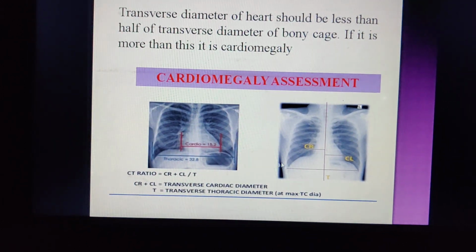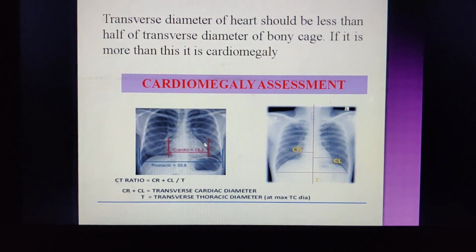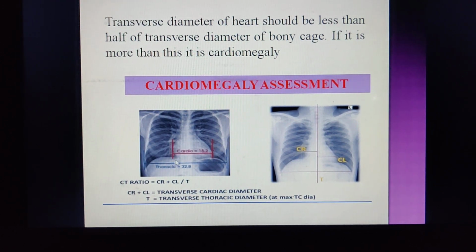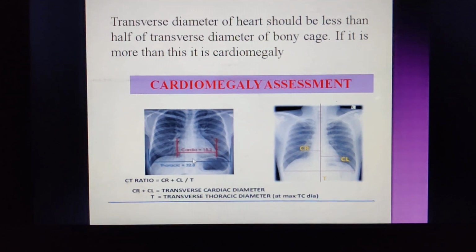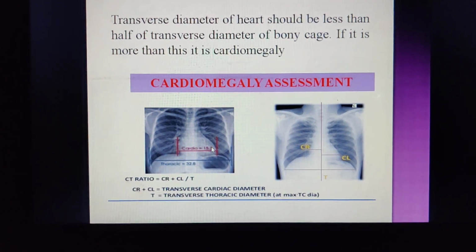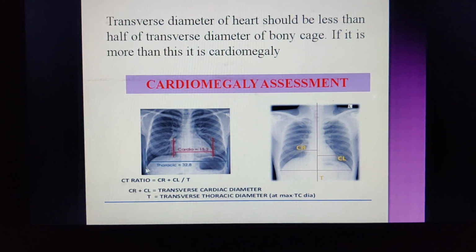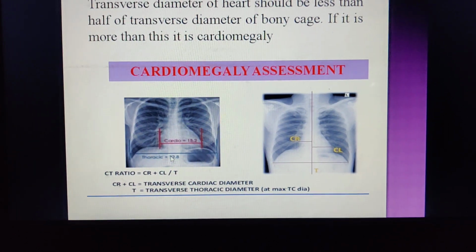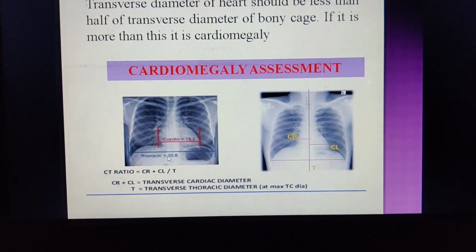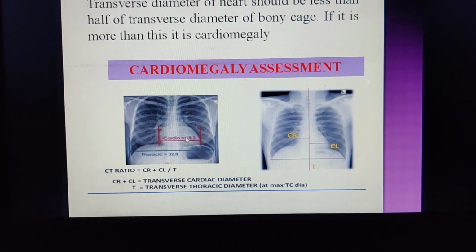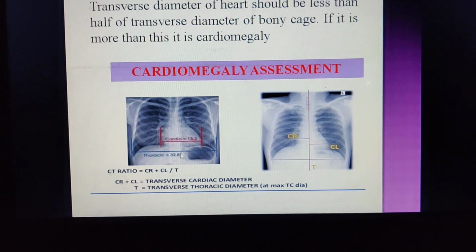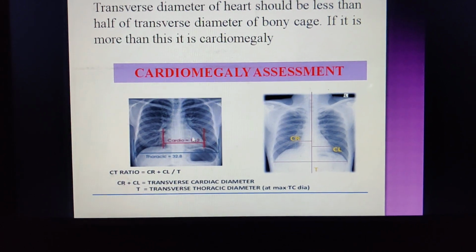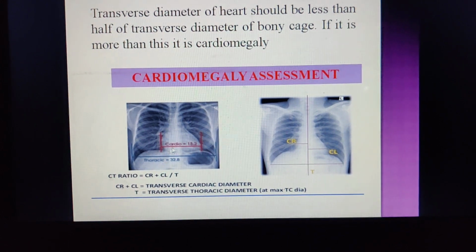So how can we assess this? This is the cardiac shadow, and this is the total thoracic diameter. This is the transverse diameter of the heart, and this is the transverse diameter of the bony cage. If this is 32 centimeters in the X-ray film and the heart covers 15.2 centimeters, half is around 16, and it is less than 16, meaning it is normal.